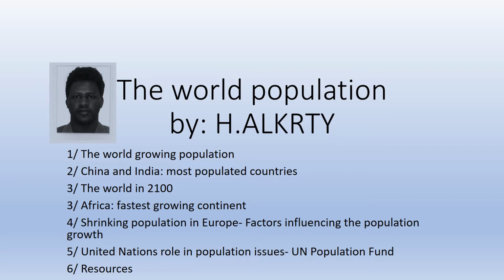The second part is about China and India, the most populated countries. We know that there are many people in India, and there are a lot of people in China as well. The third part is going to be about the world in 2100. This is where the people doing research on the population predict what the population would look like in 2100. So for the coming generation, how many people will be around the world in 2100?